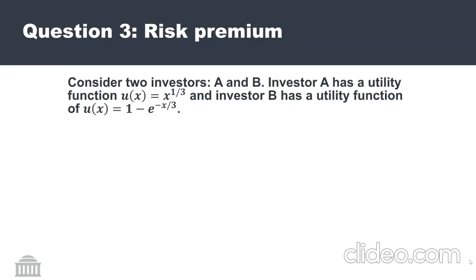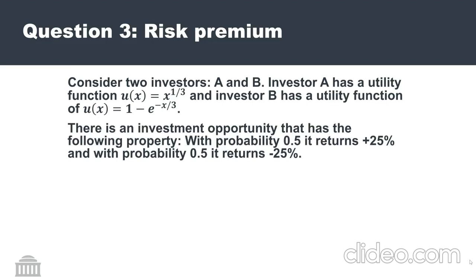In this question, we will learn how to find the risk premium for an investor for whom we know their utility function, and for a given investment opportunity or for a given lottery. We will consider the following two investors, A and B, with the following utility functions. You can verify that these utility functions are concave and both of these investors are risk averse.